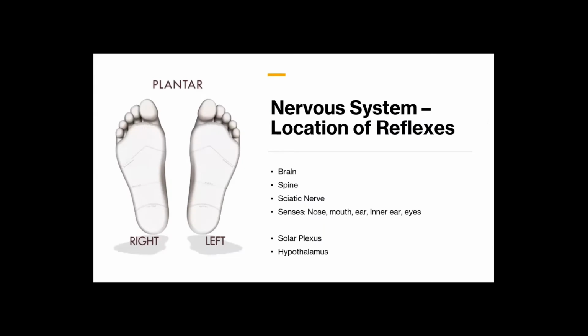So the nervous system, the location: if you look on page 7.2, you're going to see all the reflexes associated with the nervous system. So the two main ones are the spine and the brain. They make up the central nervous system. And then we've also got everything that is associated with our senses. So that is the nose, the mouth, the ear, the inner ear, and the eyes. And we also have a sciatic nerve that comes out from our spine down our leg.